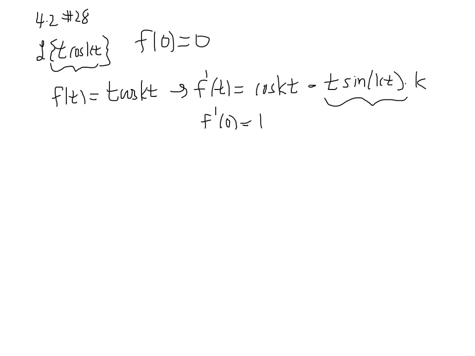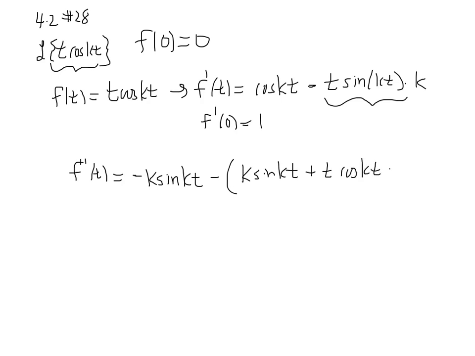So I'm going to take my second derivative, f double prime is minus k sine kt minus k sine kt plus t times cosine kt times k squared.